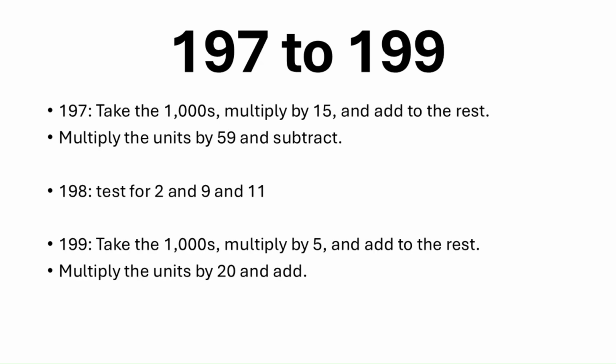197, take the 1000s, multiply by 15, and add to the rest. Multiply the units by 59 and subtract. 198, test for 2 and 9 and 11.